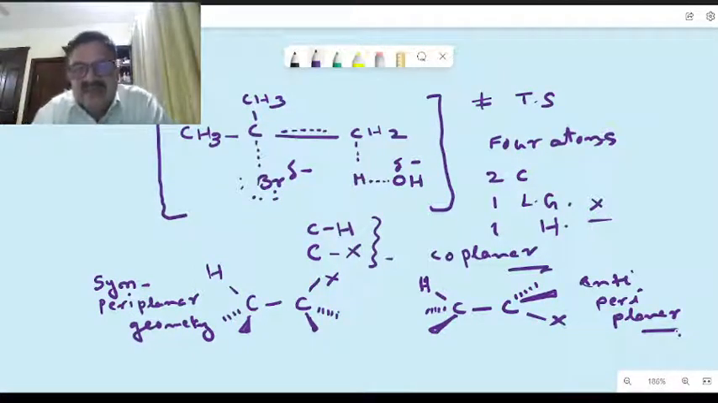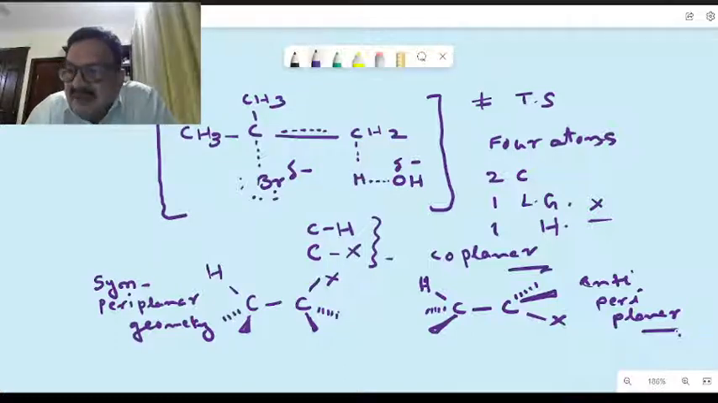Now, let us see the Newman projection, how we can draw, then we will understand. If we draw the Newman projection, we see that is the syn. The syn one is an eclipsed conformation, and the anti one is a staggered conformation.